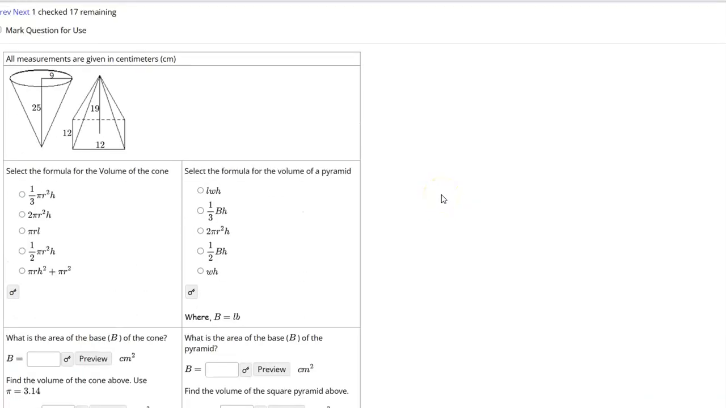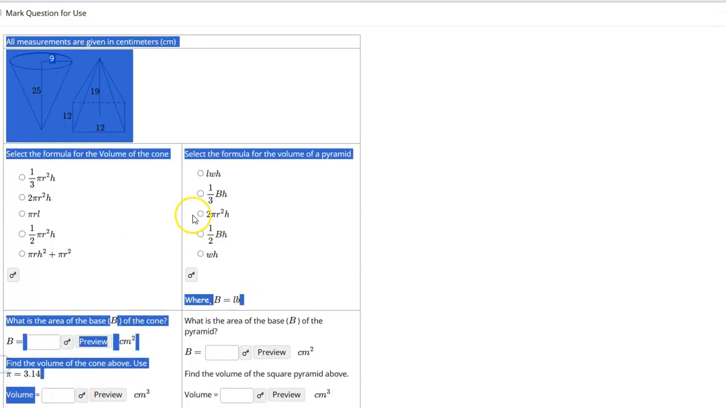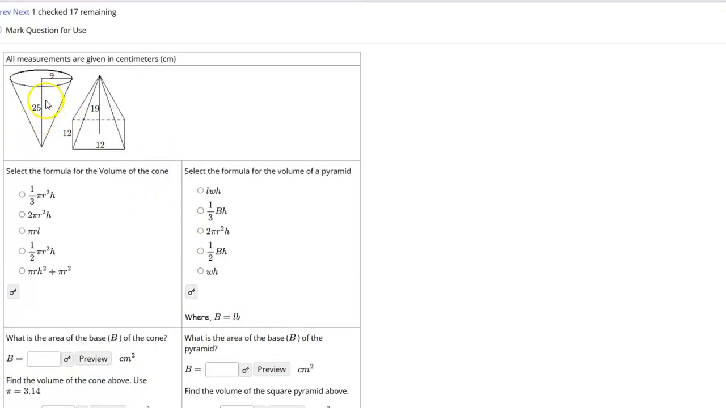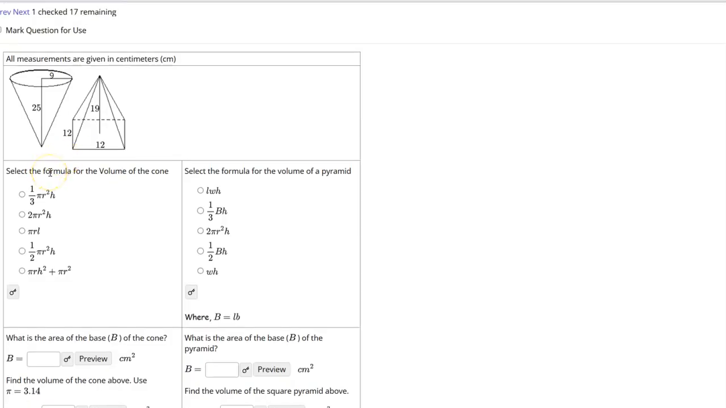Hello. This question is about finding the volume of these two geometric figures. One is called a cone. The other one is called a pyramid. There is a base for each figure. The first one's base is circular. You can see here, the cone has a circular base, and the pyramid has a square base. You see 12, 12. That's a square base.